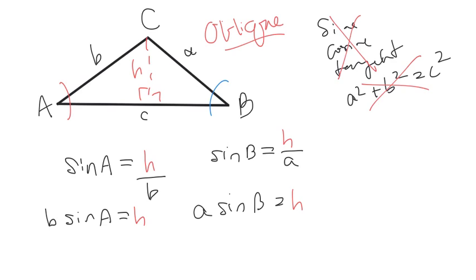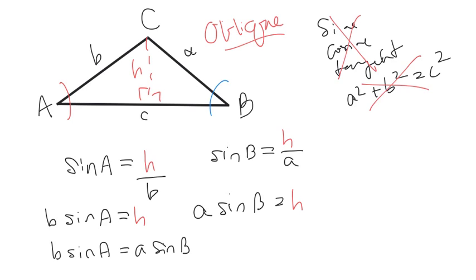All right, I'm almost done. Now you'll note that both of my expressions, this one and this one, are both equal to the same thing. H is isolated on the right-hand side. So that means that I can set these expressions equal to each other. This is similar to what we did earlier with comparison. So I'm going to have B sine A equals A sine B.